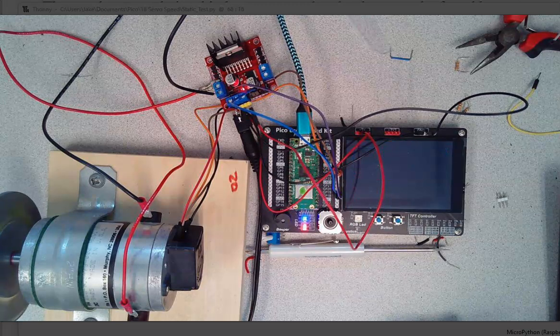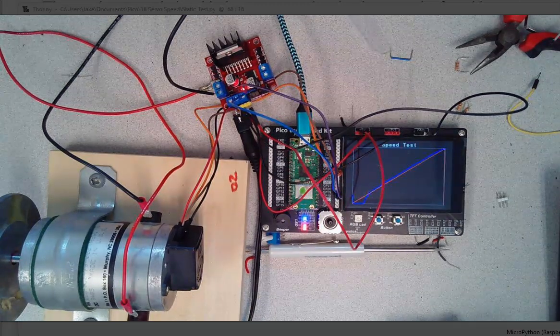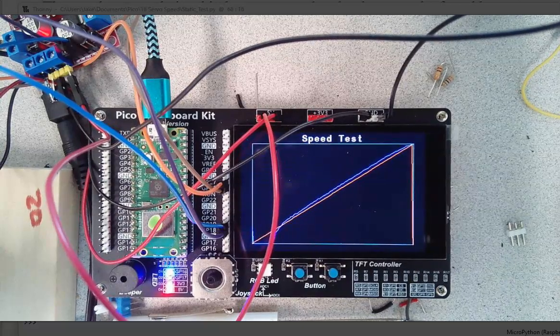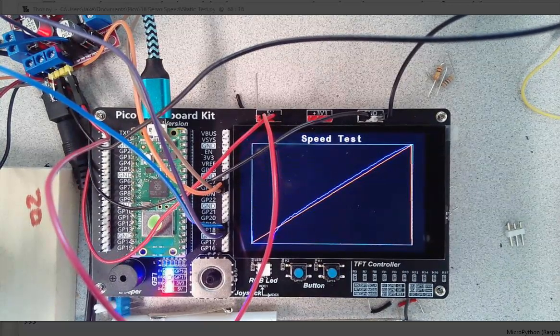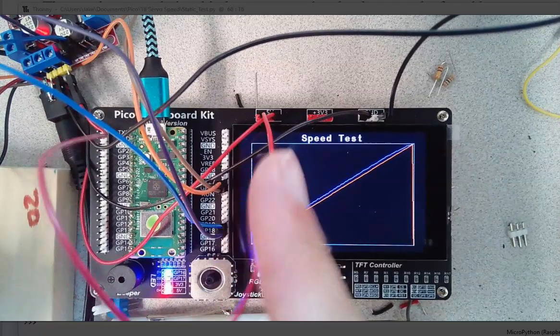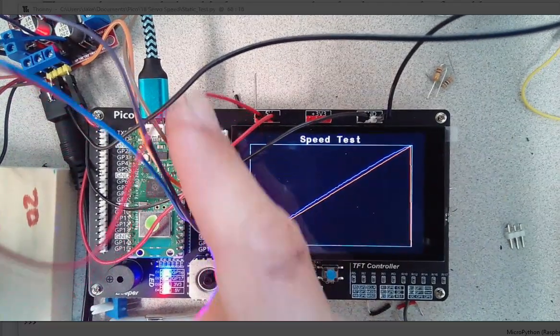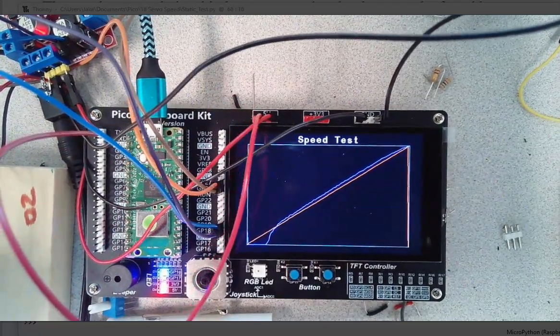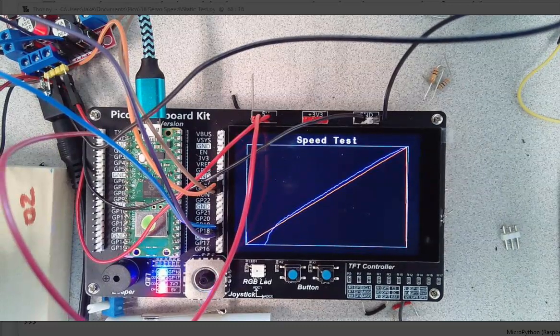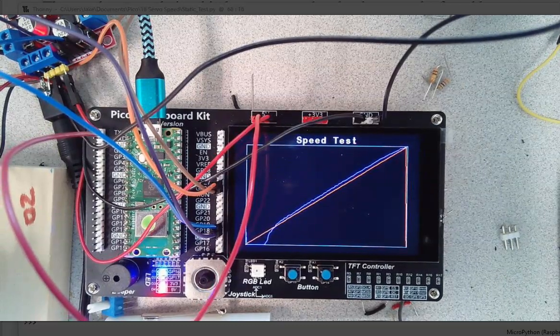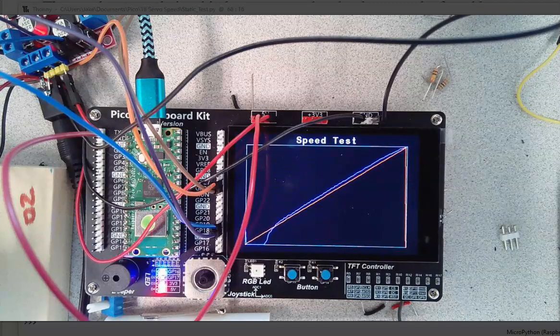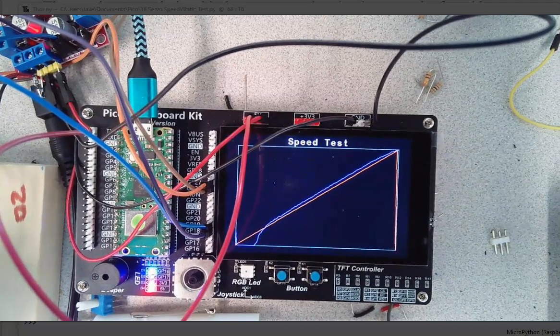Should be just about done now. So here you can see the experimentally obtained voltage versus speed with the wire that's in the way. There's kind of a dead zone. It takes a little bit of voltage to get the motor to spin. And then the speed is basically proportional to voltage.